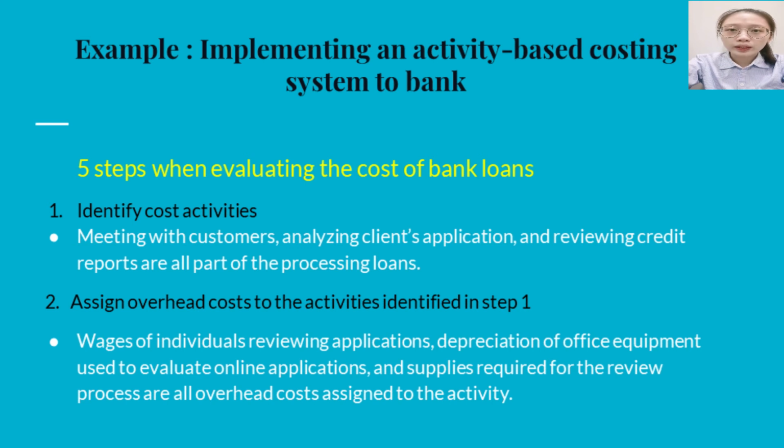There are 5 steps when evaluating the cost of bank loans. First, identify cost activities. Meeting with customers, analyzing clients' applications, and reviewing credit reports are all part of processing loans. The second step is to assign overhead costs to the activities identified in step 1. Wages of individuals reviewing applications, depreciation of office equipment used to evaluate online applications, and supplies required for the review process are all overhead costs assigned to the activity.